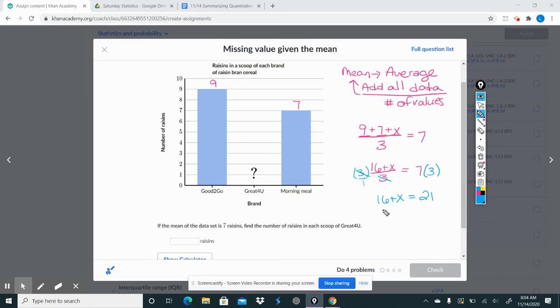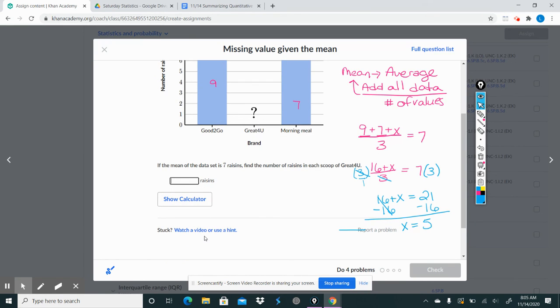Now we're left with a one-step equation. We're going to subtract 16 from both sides because we have to get rid of that 16 to get x by itself. On the left-hand side, using our inverse operations, it cancels out, and we're left with x is equal to 21 minus 16, which is 5. So from this data, we know that Great for You has an average of 5 raisins per scoop. So we go ahead and check our answer: 5 raisins per scoop.